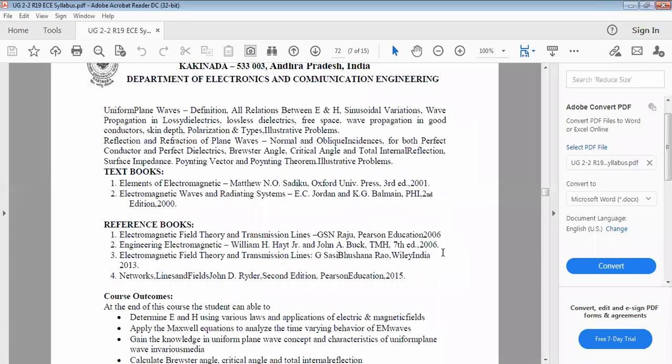Your fundamental textbook is Sadiku. That is an excellent book. All of you, please go through the textbook, Elements of Electromagnetics.